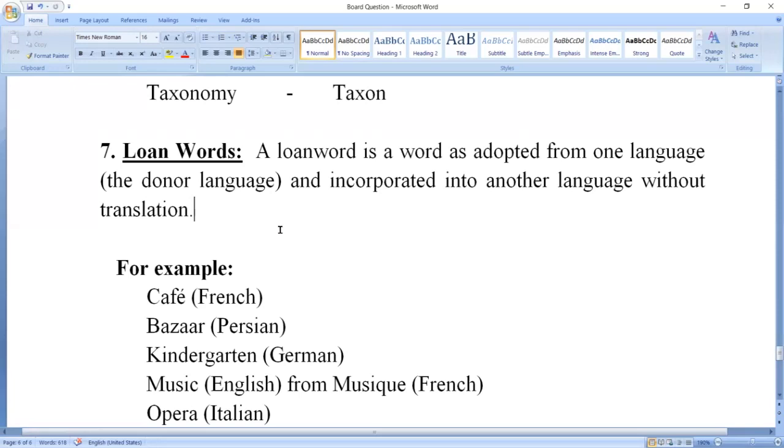Suppose you use shari in Bangla, but in English we can also use it as shari to mean the same thing, not translating the word. So in this way, we can directly use a word from another language in our own language. Okay, so in this way, we can borrow words from other languages to increase the vocabulary of our own language.